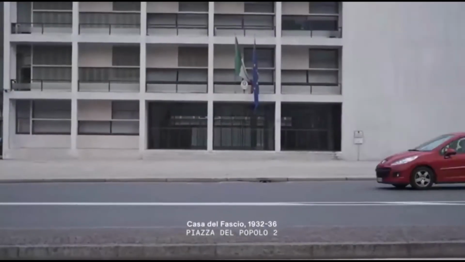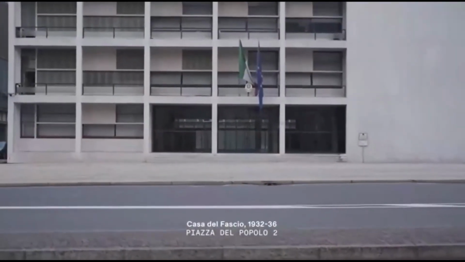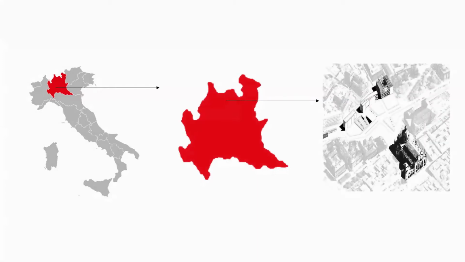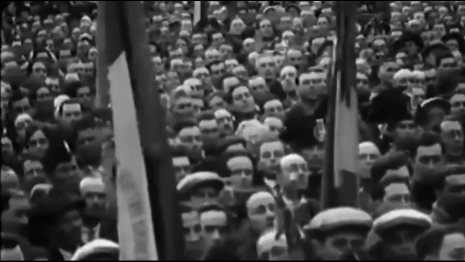Casa del Fascio was built between 1932 and 1936 to be the headquarters of the local fascist party. It is located in the north of Italy, in the city of Como, in Piazza del Popolo, number 4, in front of the Como Cathedral. The fascist party asked Terragni for the building to house the new tasks of the political organization, as well as to testify the greatness of the Duke and the movement.